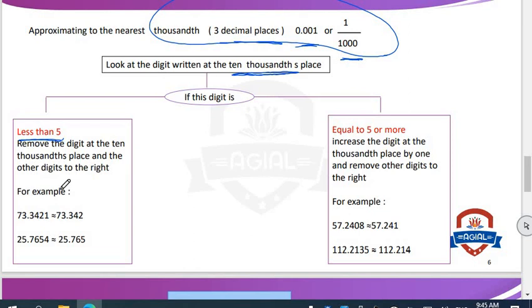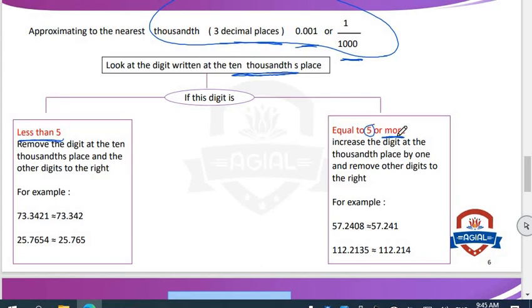And if the digit is equal to 5 or more, like 5, 6, 7, 8, 9, this number is a strong number. In this case, we increase the digit at the thousandth place by 1, and remove the other digits to the right.